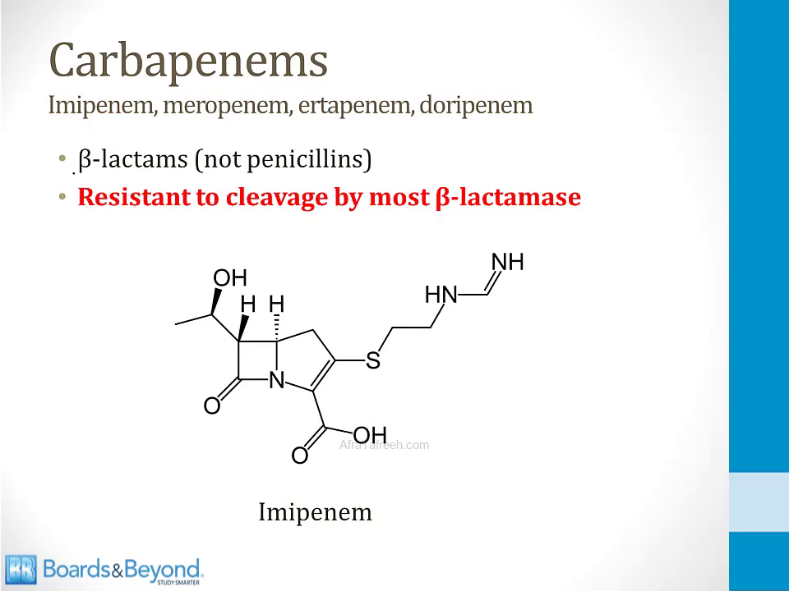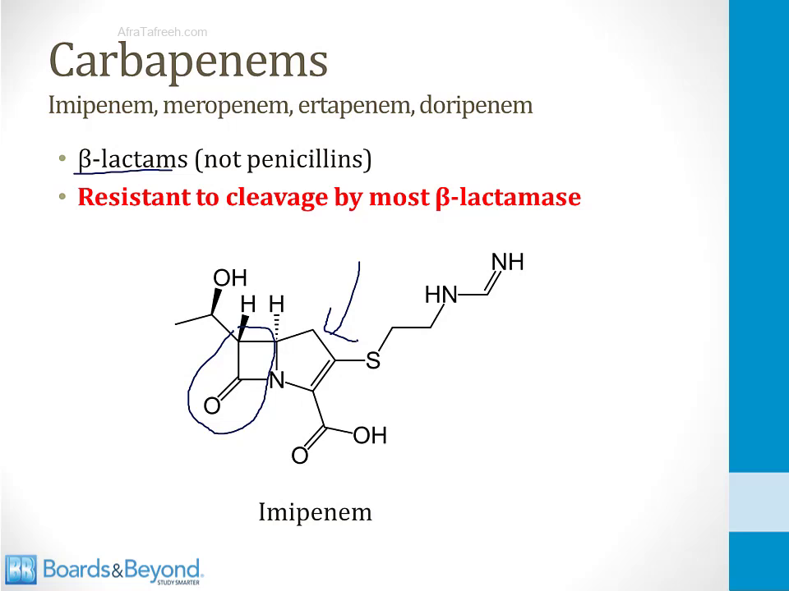The carbapenems are beta-lactam antibiotics, but they are not penicillins. If you look at the bottom of the screen, I've shown the chemical structure of imipenem. It contains a beta-lactam ring, therefore it is a beta-lactam antibiotic. However, this beta-lactam ring in imipenem is not attached to a thiazolidine ring. It is attached to another ring structure, but not a thiazolidine ring. Therefore, this is not a penicillin antibiotic.